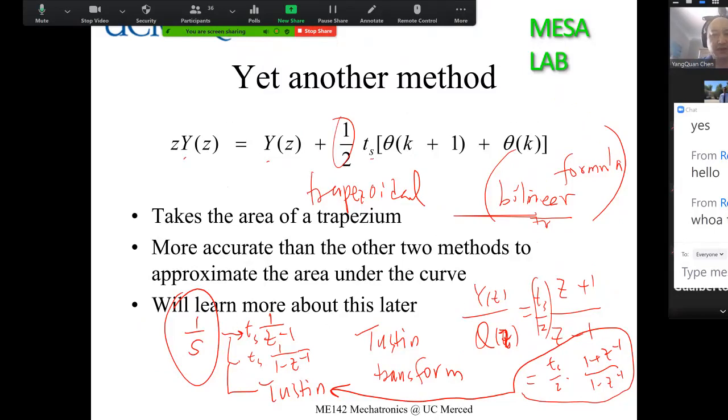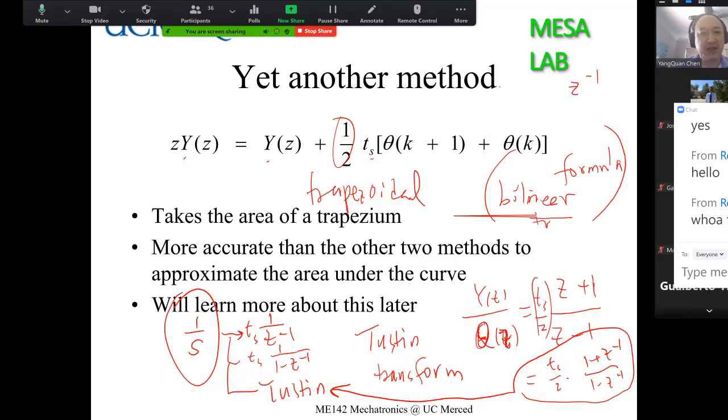So this one will be more accurate in the sense that your y divided by theta, then it becomes z plus 1 divided by z minus 1. So you have Ts divided by 2. Then you can also write it in this form. So you can see I start to prefer using z minus 1. There's a reason for that.